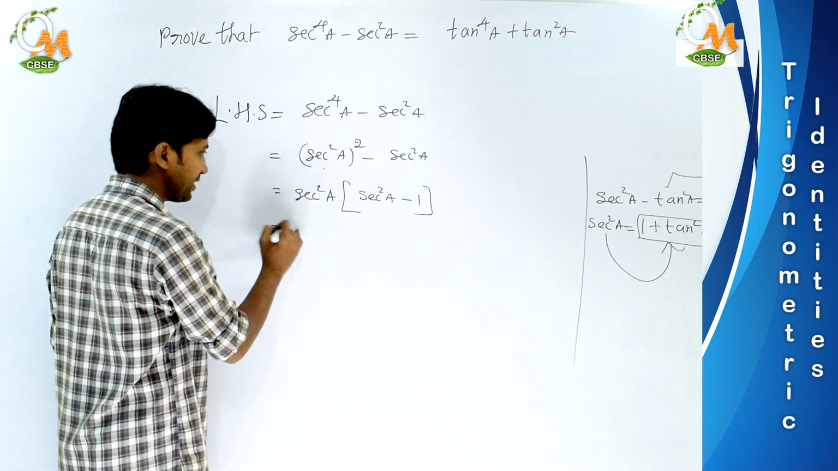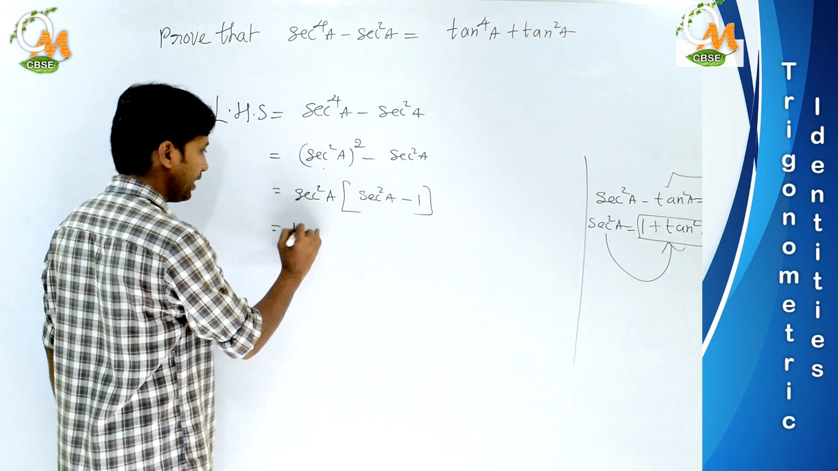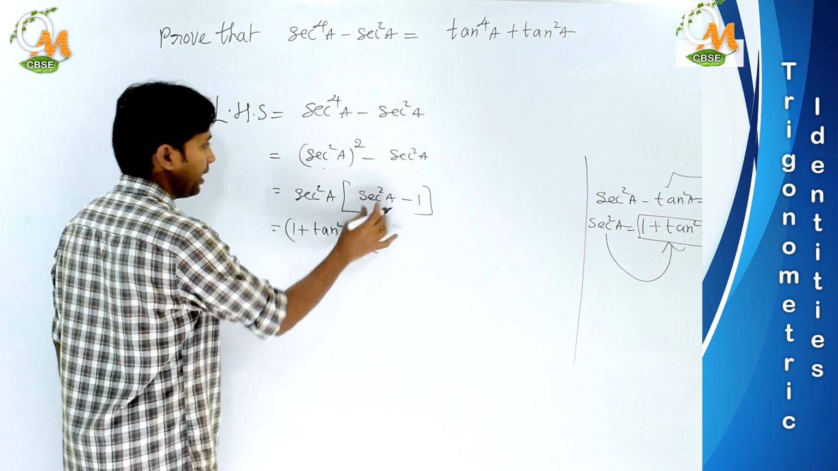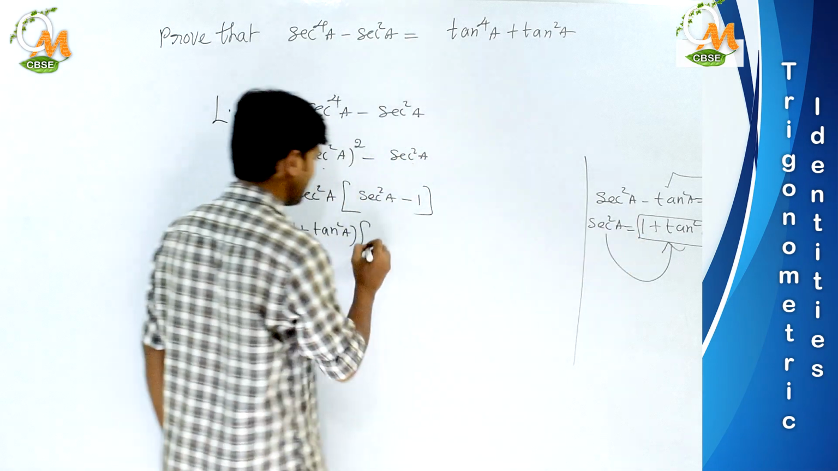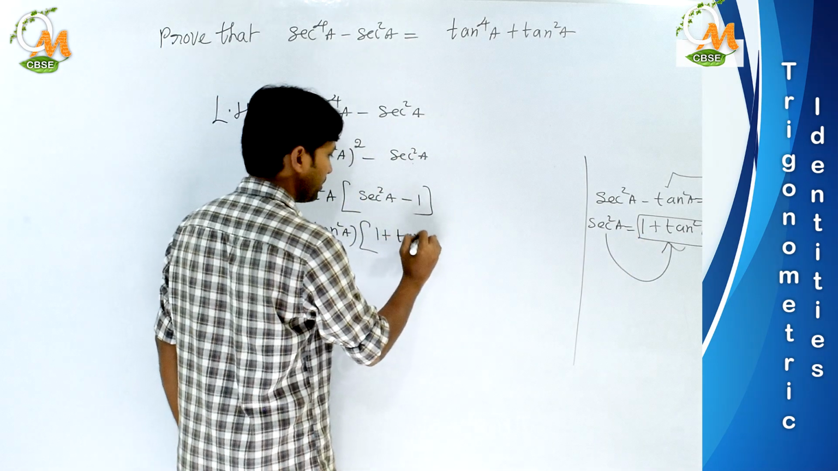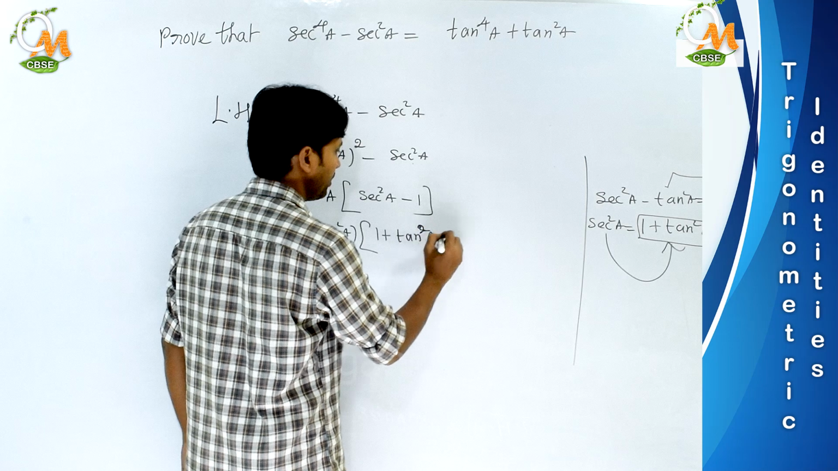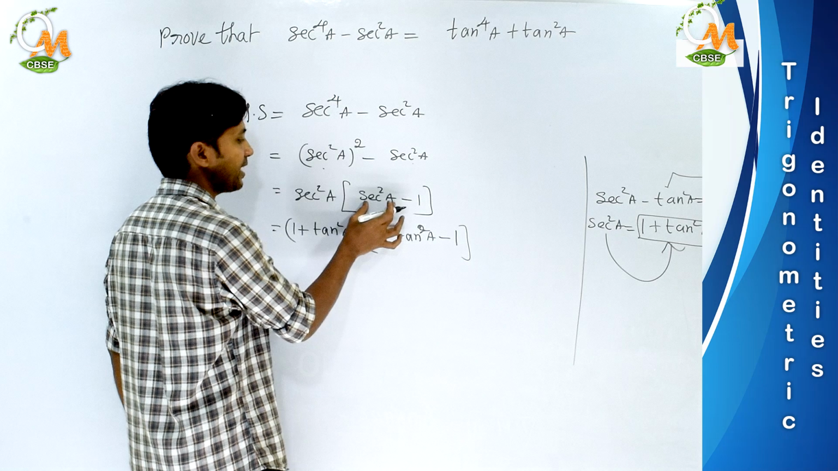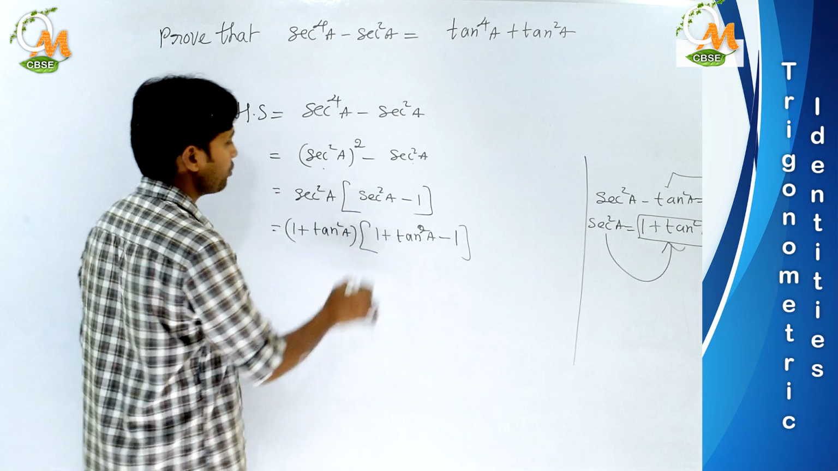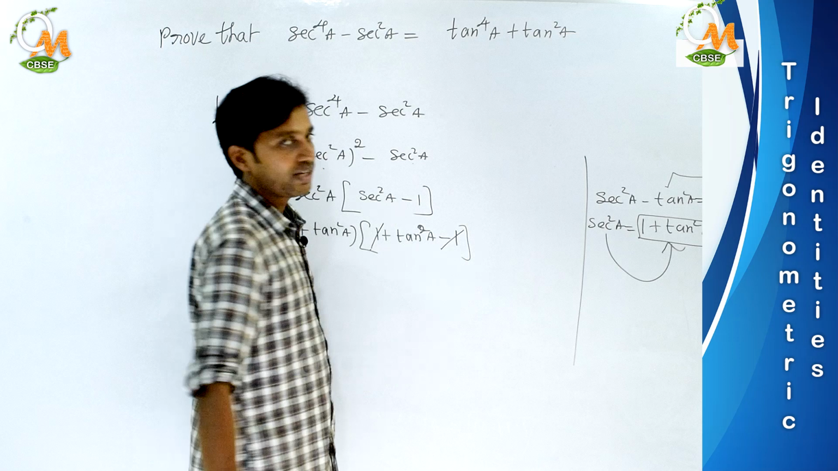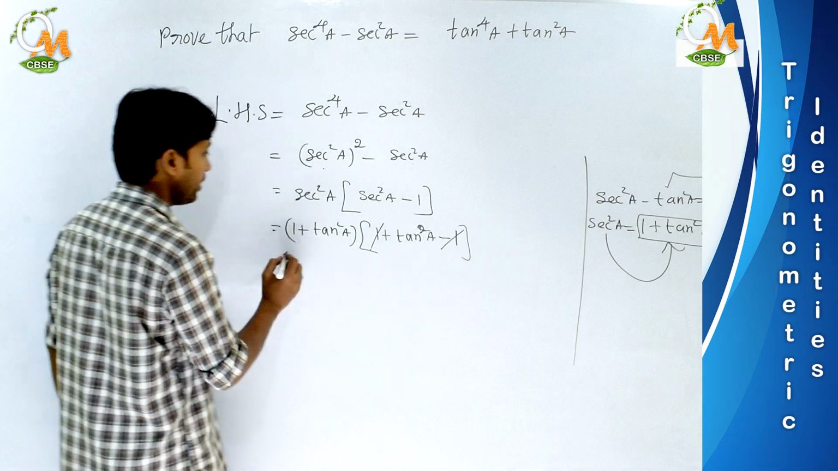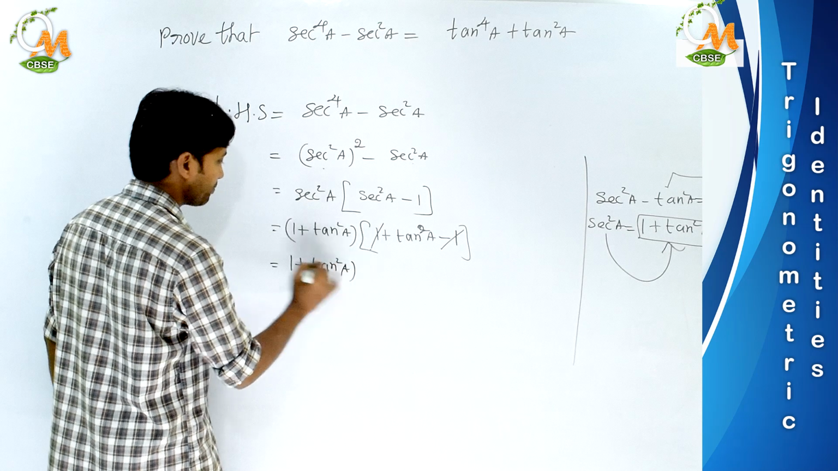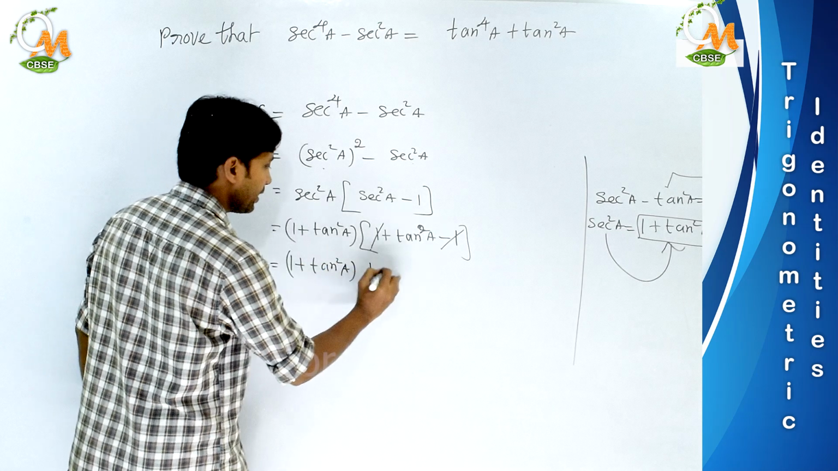So now we'll do the same. Here secant square a is there. Put down 1 plus tan square a as we obtained. 1 plus tan square a into, again secant square a is here, 1 plus tan square a, minus 1, write it as it is. This is minus 1, and secant square a is written as 1 plus tan square a. And as you know, plus 1 and minus 1 can be cancelled. Okay, now what is left over? 1 plus tan square a into tan square a.